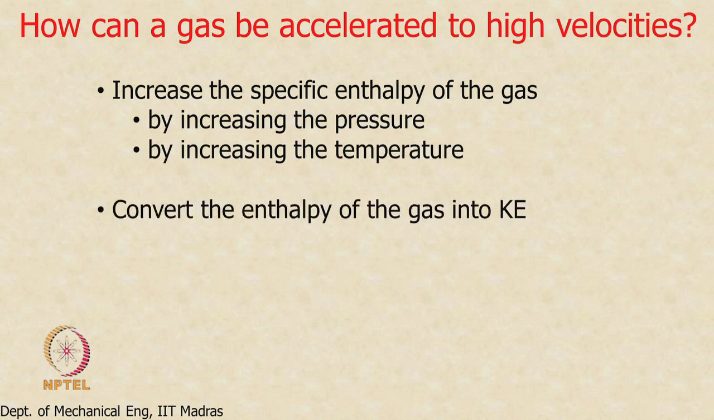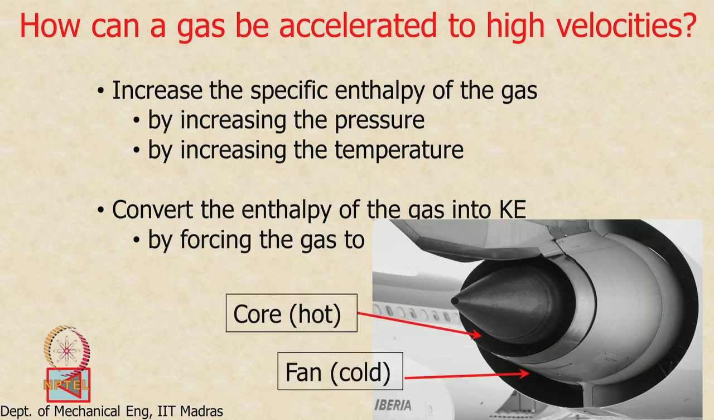Once we increase the specific enthalpy of the gas, we can convert the enthalpy of the gas into kinetic energy by using a nozzle, right. That is what a nozzle does. So, we increase the specific enthalpy of the gas, then we convert the enthalpy into kinetic energy in a nozzle. So, that is what basically an aircraft engine does.